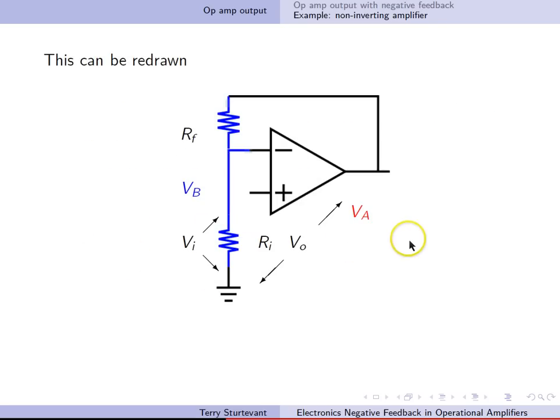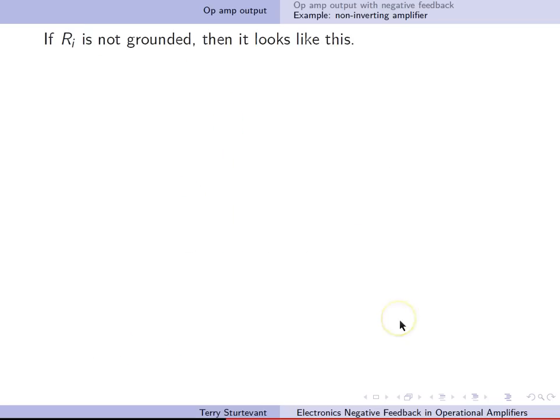So here we go again. And now, this can be redrawn. Notice now I've called this VB, and the input voltage is between the non-inverting input and ground, and the output voltage is between the output and ground, and I've called this VA. So, V out over V in is actually VA over VB.